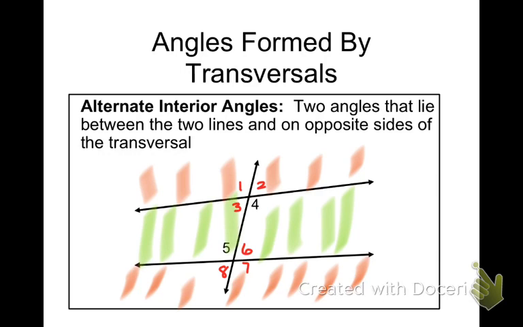So what angles would be on the exterior? 1, 2, 8, and 7. Can someone take a guess what the alternate exterior angles would be? Alexis? 1 and 7, and 2 and 8.